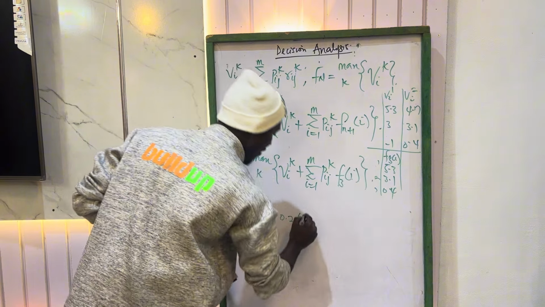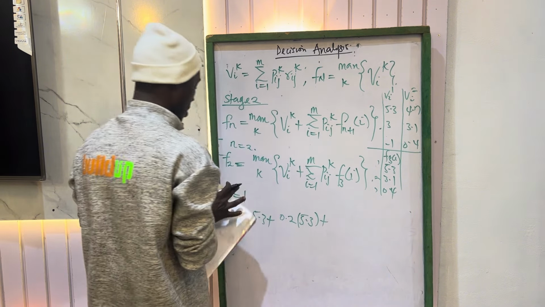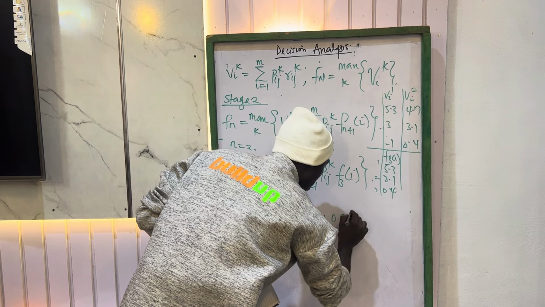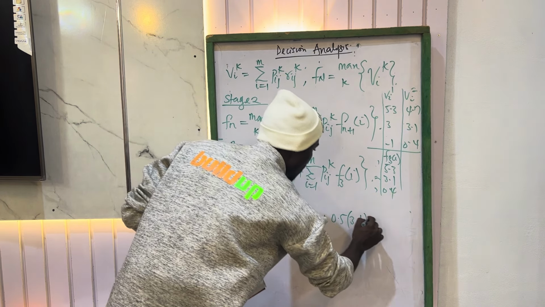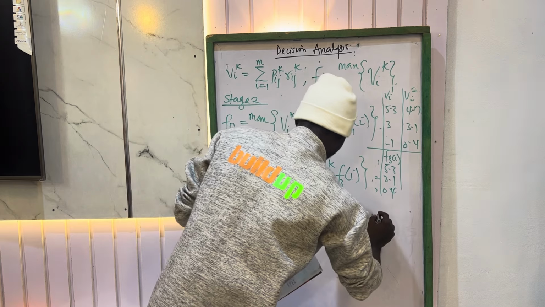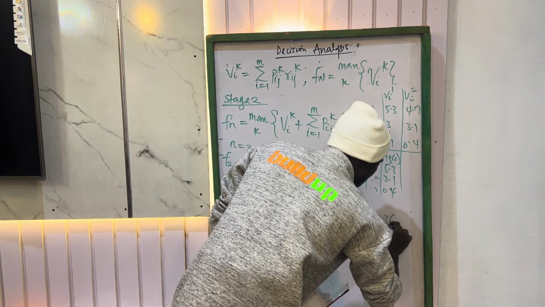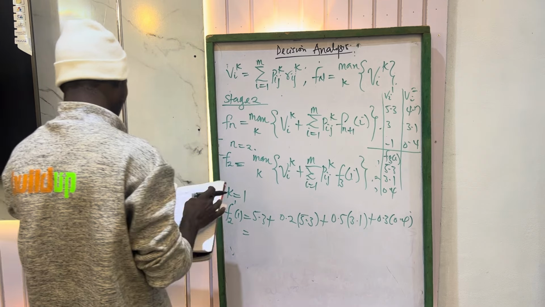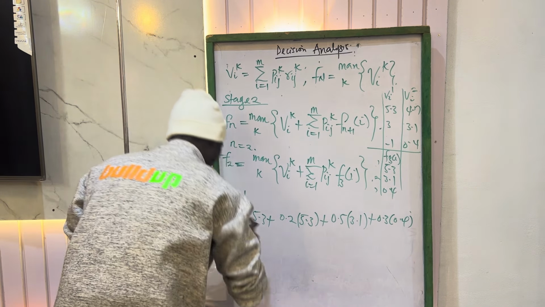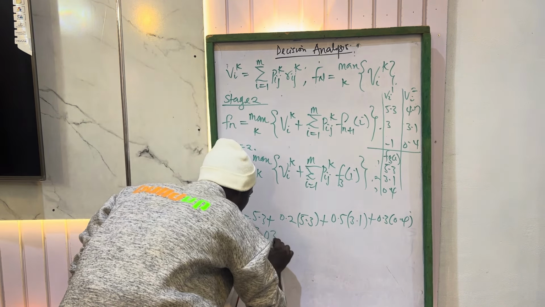So that is 0.2 times 5.3, then plus, the next probability is 0.5, open bracket, what? 3.1 plus 0.3 times 0.4. So this is for F2 of 1. So at the end of the day, when you sum this together, I'm going to write the answer so that we won't waste much time. So it's going to give us 8.03.